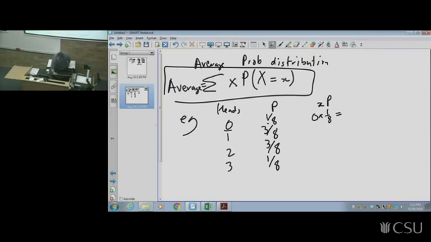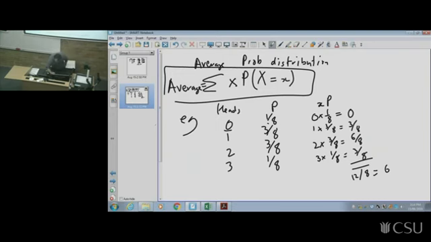0. What's 1 times 3/8? 3/8, yep. 2 times 3/8? 6/8. Yep. And the last one, 3 times 1/8? 3/8. So if you add up all those numbers, what do you get? 12/8. And you're just going to write that as a decimal effectively. So that's going to be 1.5.